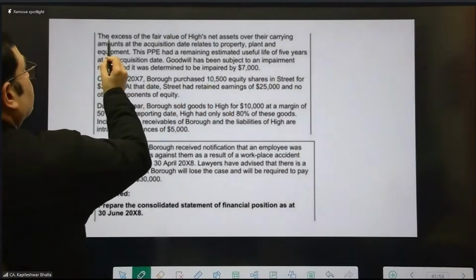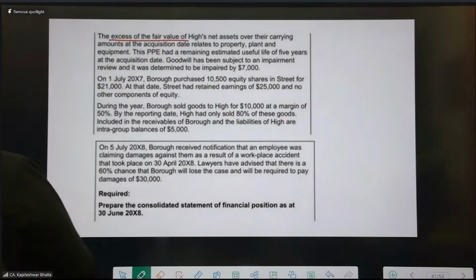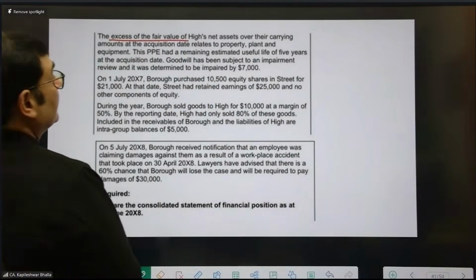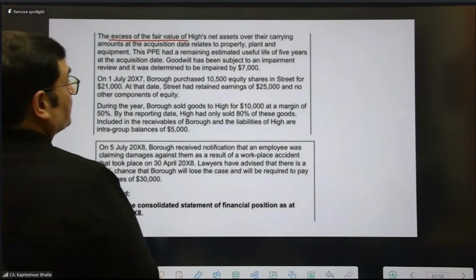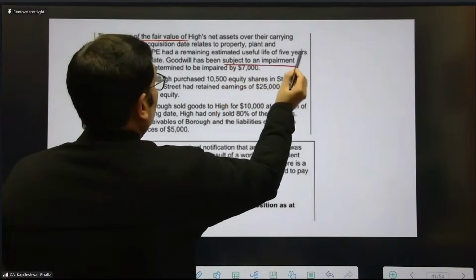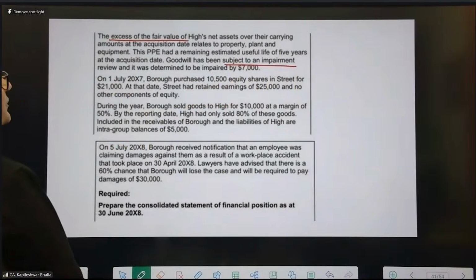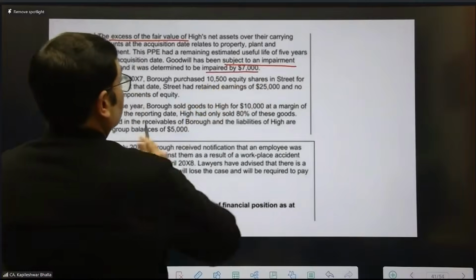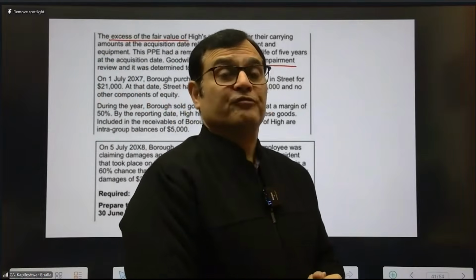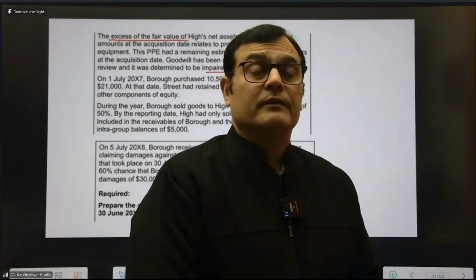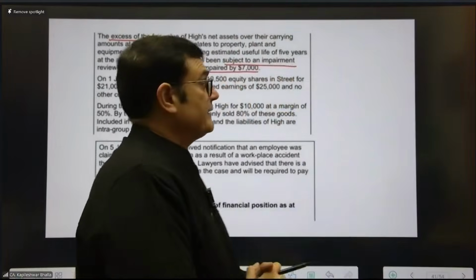Then it says the excess of the fair value of the net assets over the carrying amount relates to the PPE. The PPE had a remaining life of 5 years. Then goodwill is subject to an impairment and is impaired by 7,000. Now, since NCI is at fair value, the goodwill is supposed to be full. And if the goodwill is full, then step number 4, 5, 6.